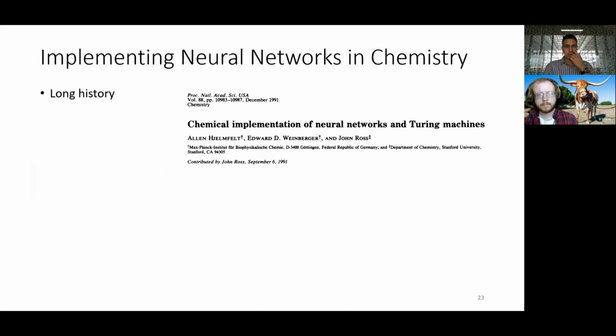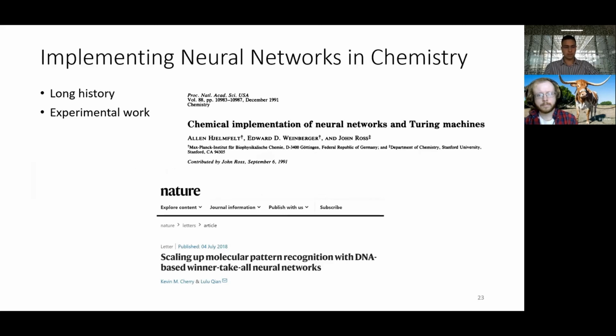Needless to mention, implementing neural networks in chemistry has a long history. As far as we could track, it's from 1991. And there is a lot of experimental work, like in this Nature paper by Qian and Winfree. So what is different about our approach is that it's the most compact. For a given neural network, it will produce the most compact chemical network. Then it's rate independent, meaning that one source of error that stems from tuning the rates of reactions is completely eliminated. And it's bidirectional: we didn't talk about this, but you can also go from chemical to neural network and not just the other way around.